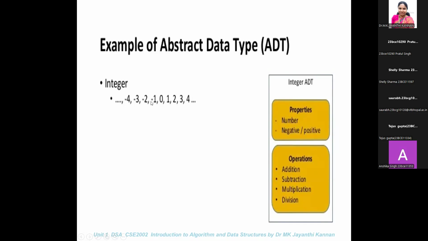The integer is signed integer, positive as well as negative number. And by making use of these integers, we can perform addition, subtraction, multiplication, and division. So this is an example for abstract data type. Any doubt?